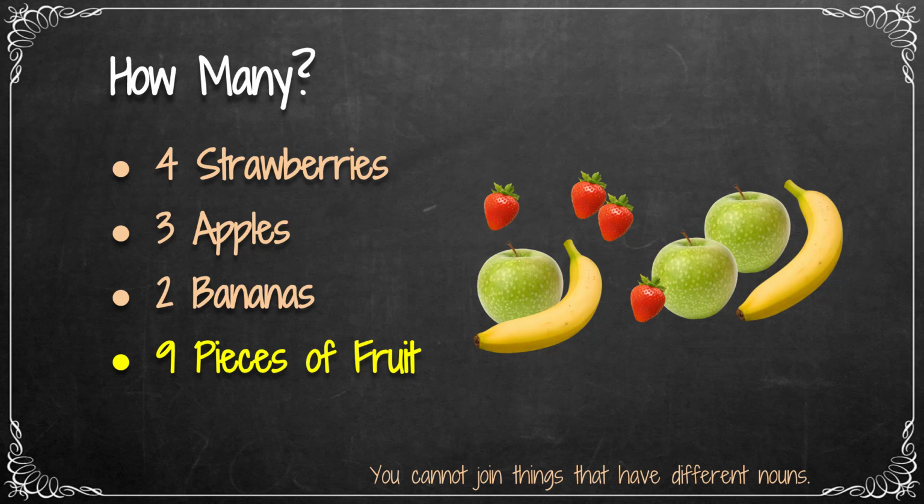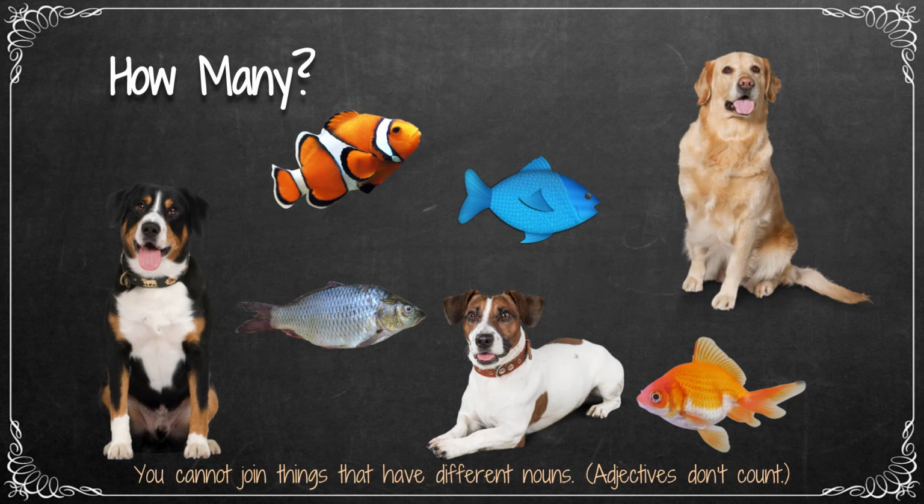The nouns definitely matter here. There are not 9 strawberries or 9 apples or 9 bananas, but if your noun is fruit, we can say that there are 9 pieces of fruit. Let's try it again. How many? Remember, you cannot join things that have different nouns. Don't worry about adjectives though. Only the nouns matter. How many?